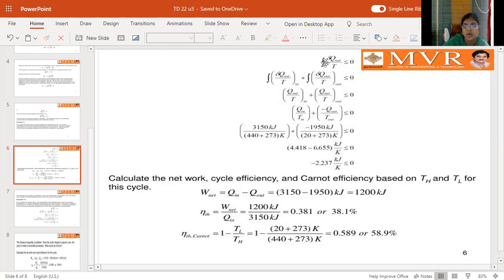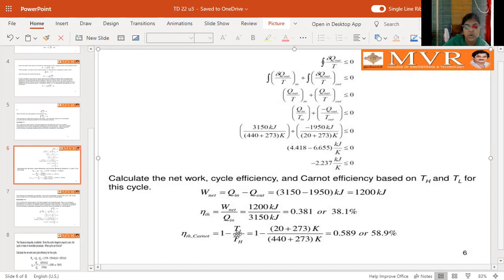So what I said: the cyclic integral of Q by T is less than or equal to 0, meaning we get only 0 and negative values. Now we are going to calculate the efficiency. Calculate the net work, cycle efficiency and Carnot efficiency based on TH and TL for this cycle. Net work done is Q in minus Q out. Q in is 3150 and Q out is minus 1950, so we get 1200 kilojoule. Thermal efficiency is output by input. Output is work done and input is Q in. So output is 1200 kilojoule, Q in is 3150, and finally we get an efficiency of 38.1%.